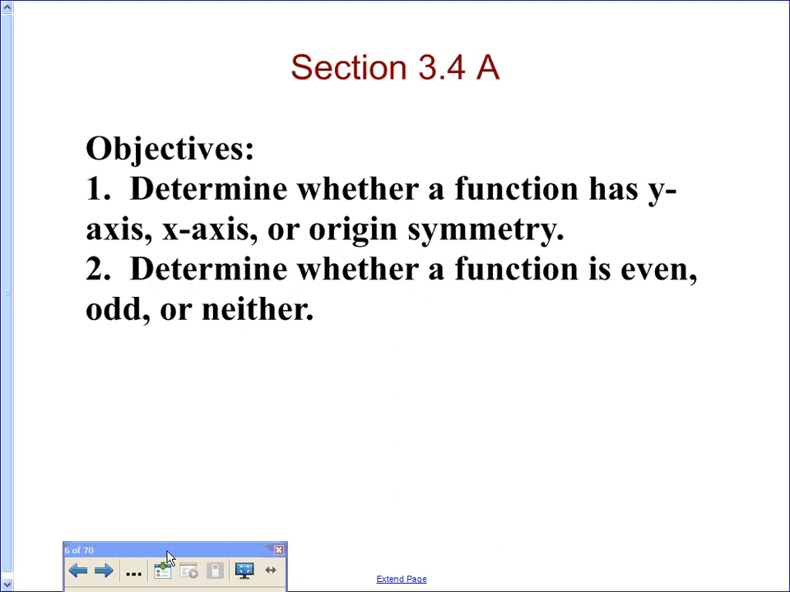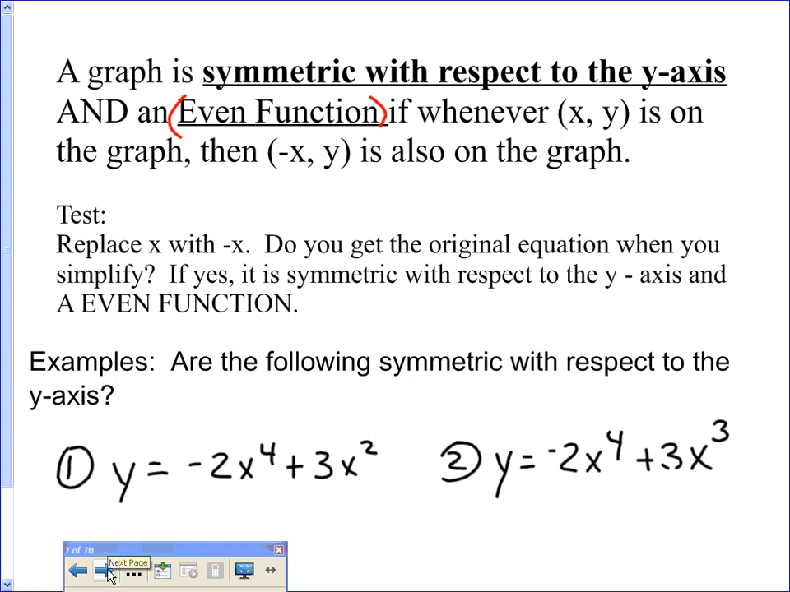In section 3.4a, we're learning to determine whether a function has y-axis, x-axis, or origin symmetry. We're also learning to determine whether a function is even, odd, or neither. So the first one we're going to look at is symmetry with respect to the y-axis. And an even function is a function that is symmetric with respect to the y-axis.